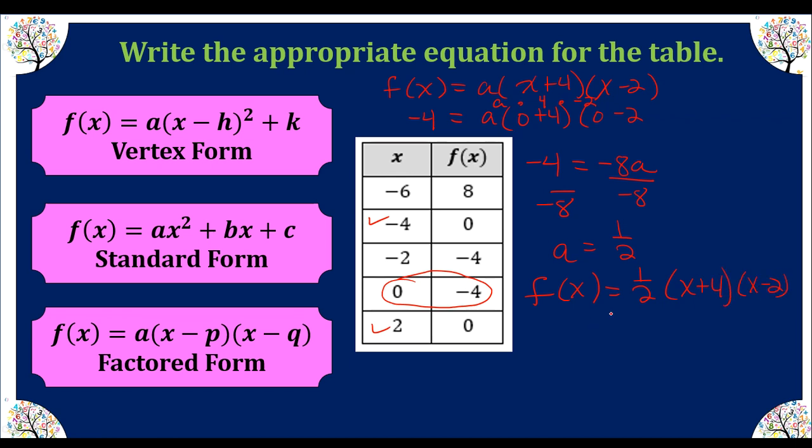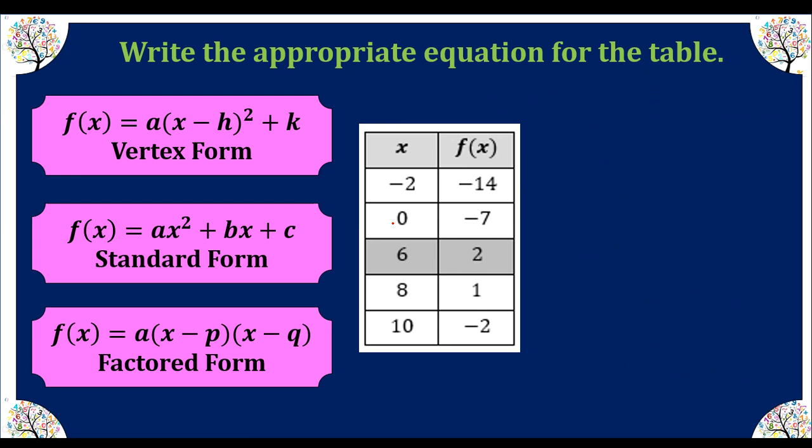Now it will probably ask you to put this in standard form. So we're going to distribute and multiply. So we're going to distribute x and 4. We get x squared minus 2x plus 4x minus 8. Combine our like terms and multiply by 1/2. And now we have standard form.